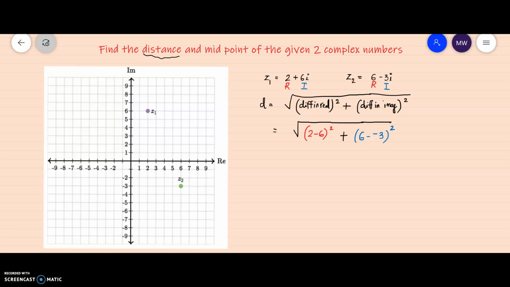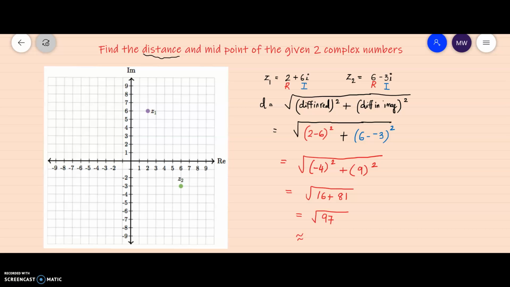So in the first part we get the square root of 2 minus 6, which is negative 4, the whole squared, plus these two negatives become a positive, 6 minus negative 3 becomes 9, the whole squared, because it's 6 plus 3. So negative 4 squared, we are also squaring the negative sign, so it becomes 16, and 9 squared becomes 81. When you add 16 and 81, you get 97. So you can leave your answer as radical 97, or you can get the decimal for this.